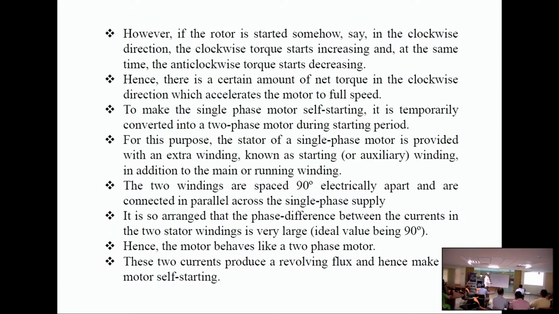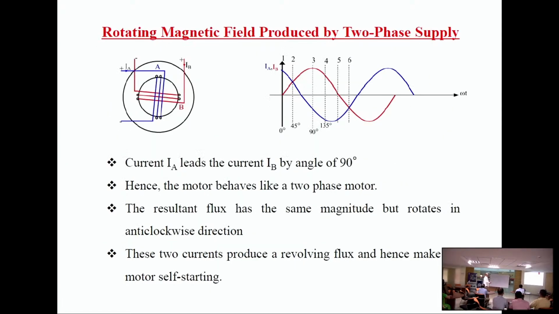The derivation is not here, but you can find it out in the same manner as the three phase derivation. Just remember that a two phase supply will produce a rotating magnetic field, but the condition is that the angle between the two phases should be close to 90 degrees.